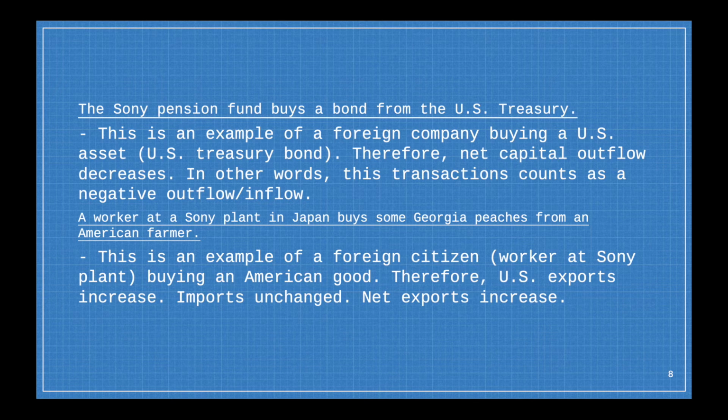D. A worker at a Sony plant in Japan buys some Georgia peaches from an American farmer. This is an example of a foreign worker at a Sony plant buying an American good. Therefore, US exports increase, imports are unchanged, and net exports increase. Thank you for listening.